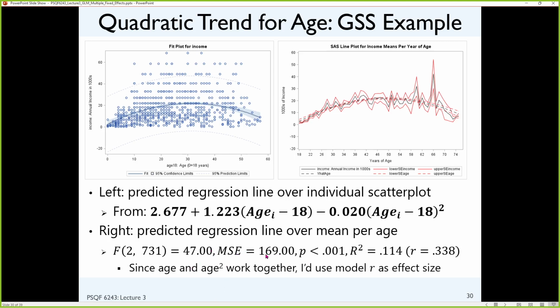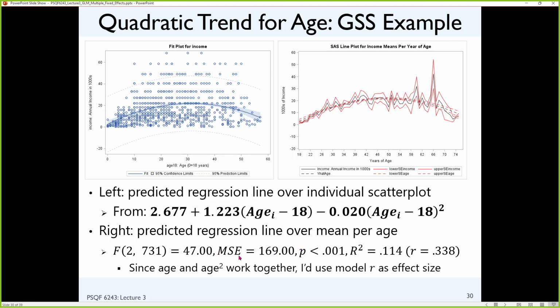Mean square error is next here. That's my what? Give me a synonym for mean square error. 169 is what? Residual variance, ding, ding, ding. So that's how much variance in income is left over after controlling for age in my two age slopes.